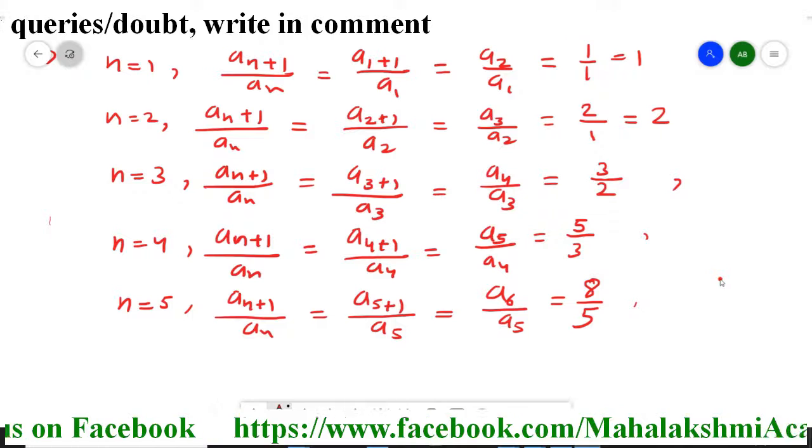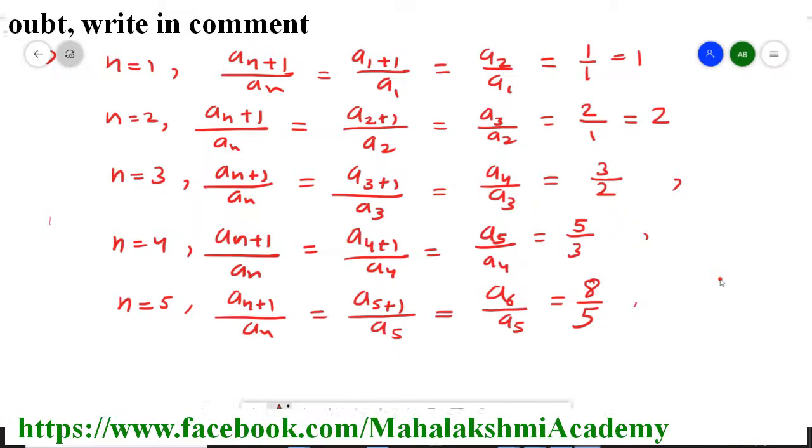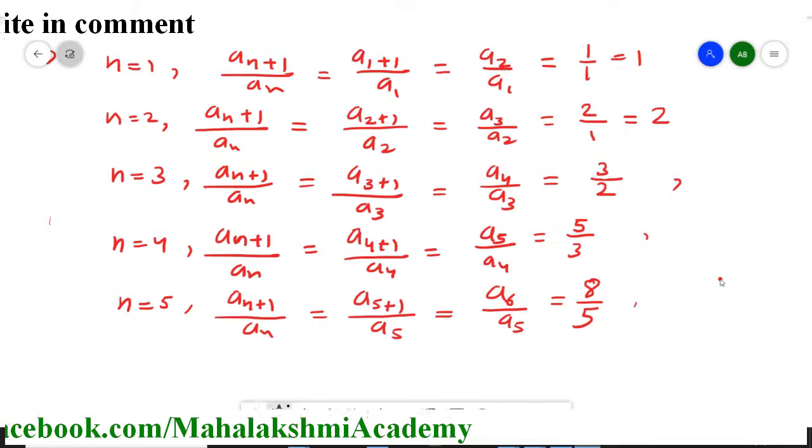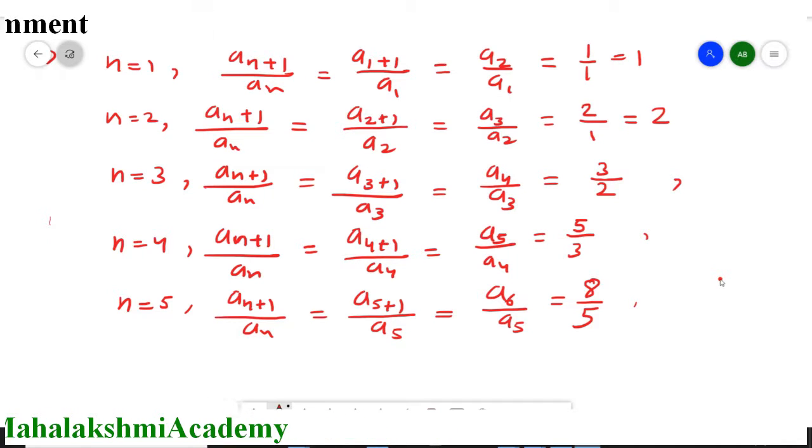So in this complete exercise, a_n, the nth term, is available to us, and according to that, whatever terms they are demanding, we have to find out. So this exercise is simple.